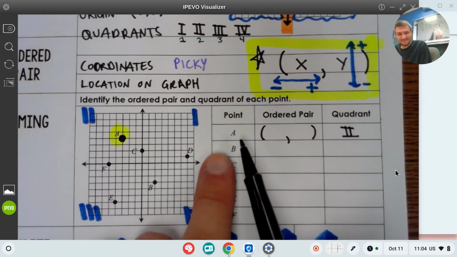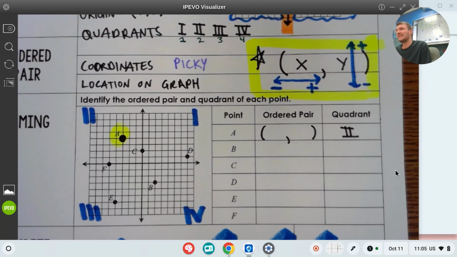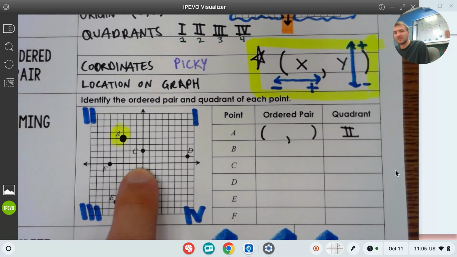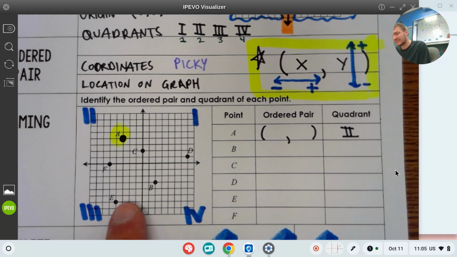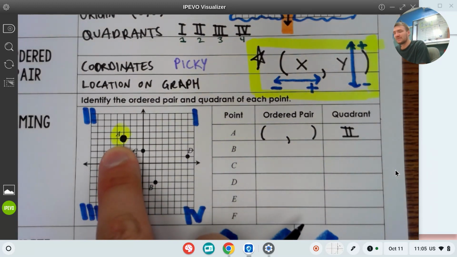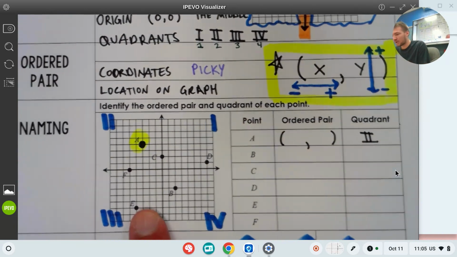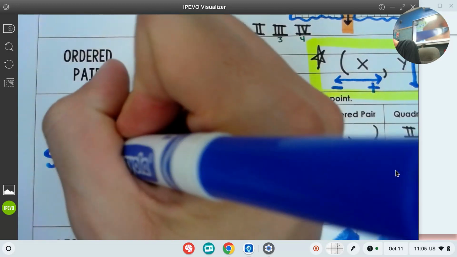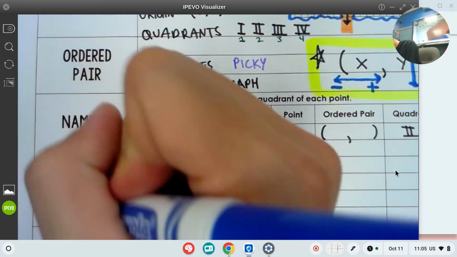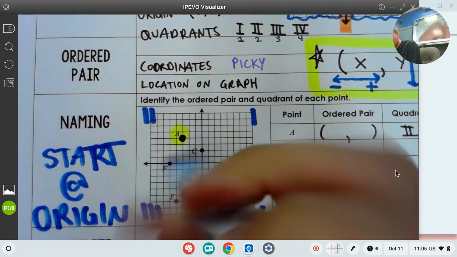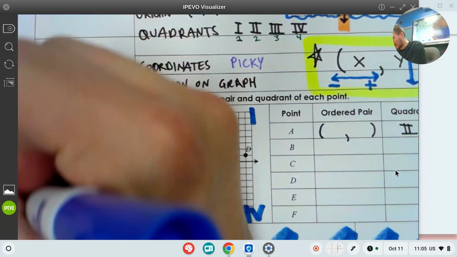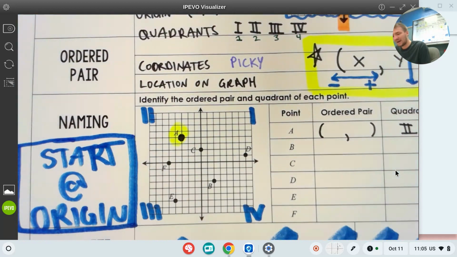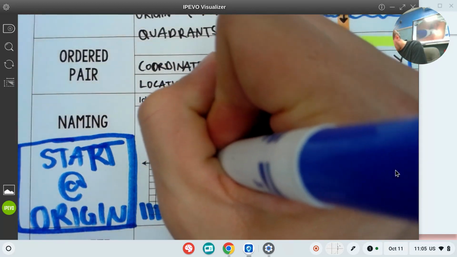Okay, A. Here we go. I need a little bit of focus. We're starting to get a little distracted. A. First of all, maybe the most important thing I say all day. When we are counting to find our locations, where do we start? Origin. Yes. Start at origin. Start at the origin. Okay? When you start counting, start from the middle.